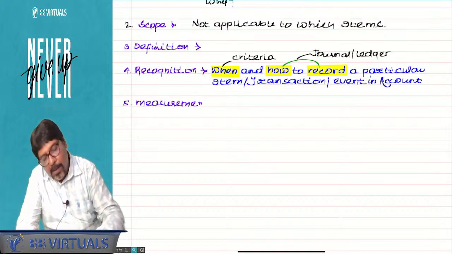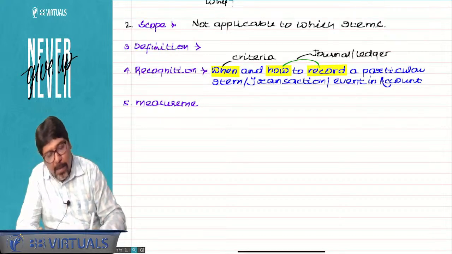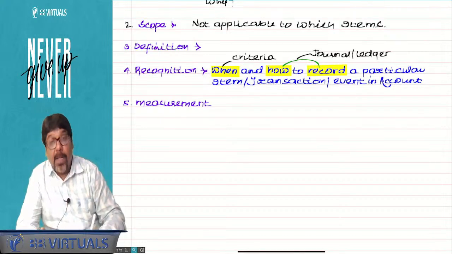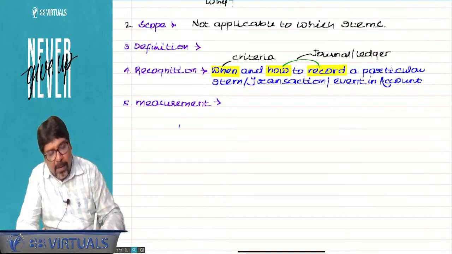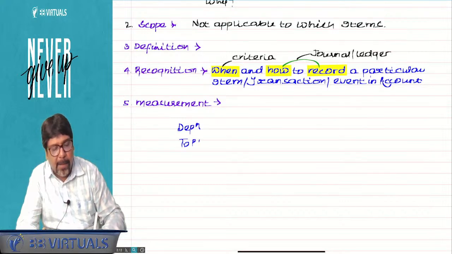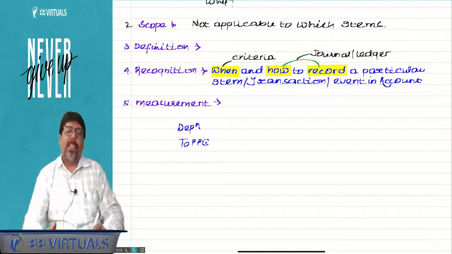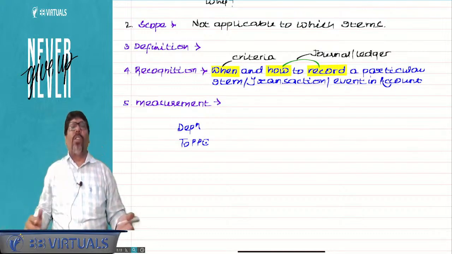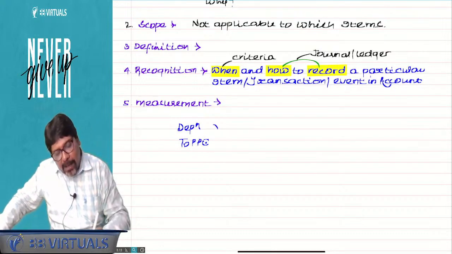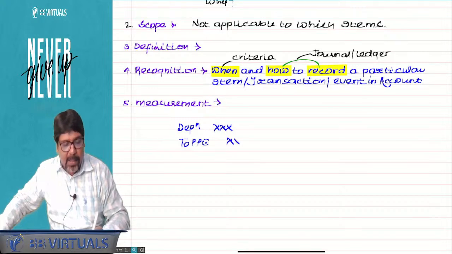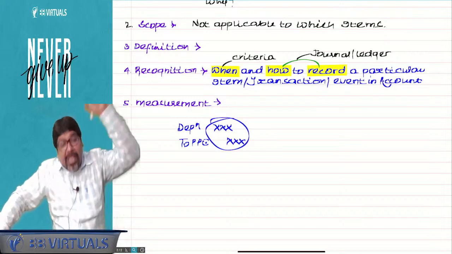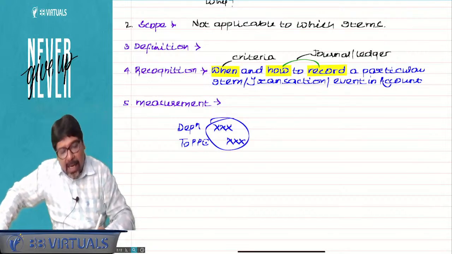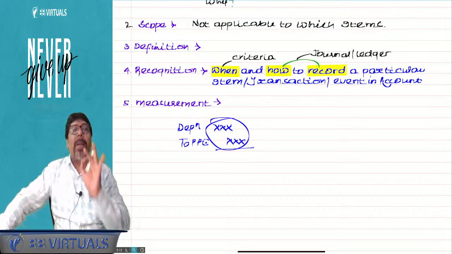Measurement. Now, that measurement means, suppose I tell you record depreciation, recognize depreciation, what is the journal entry? Depreciation to PPE. Correct. Is the accounting done? No. Accounting will be done when you write some amount over here. The amount at which a transaction can be recognized, that amount is known as measurement.